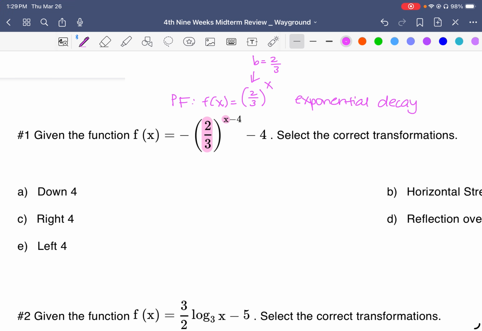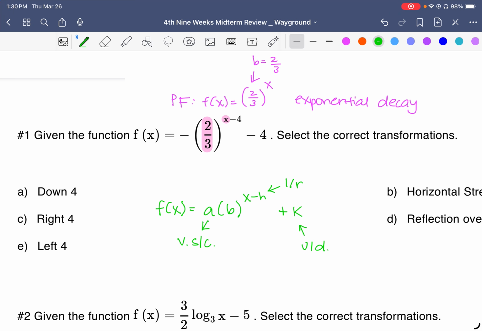Okay, after you have identified what the parent function is, any number that was not highlighted as part of the parent function would be some kind of a transformation. I'm going to refresh your memory on the equation for transformations. You have a times your base to the power of x minus h plus k, where a represents, and I'm going to abbreviate here, your vertical stretches or compressions. This h represents your left and right, and the k is your up and down.